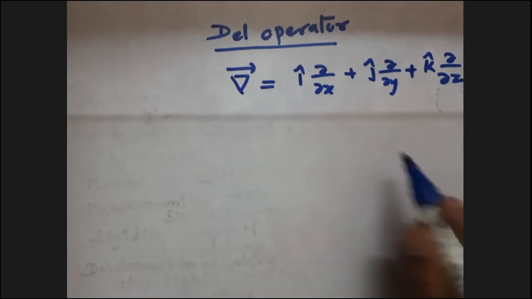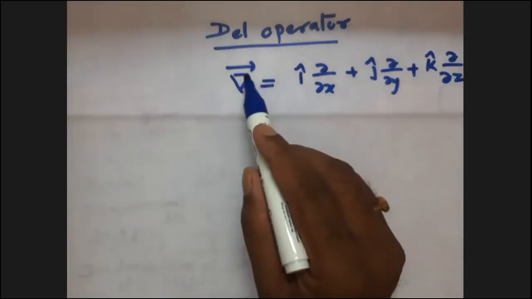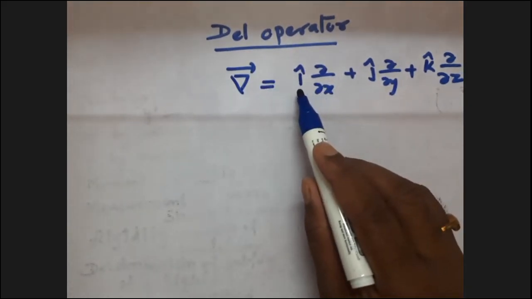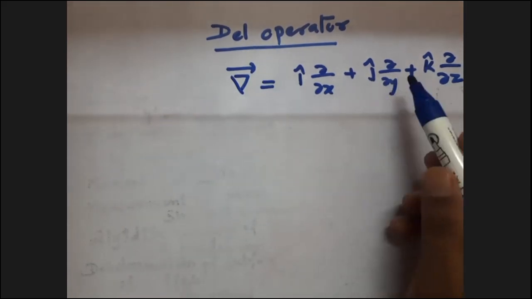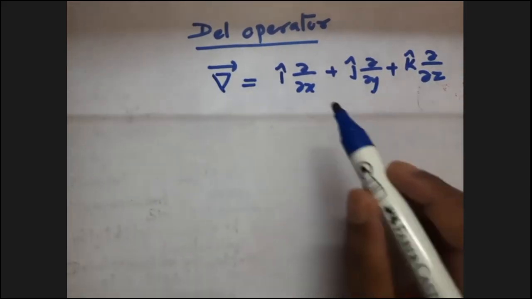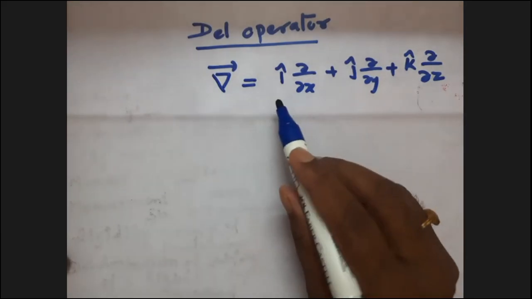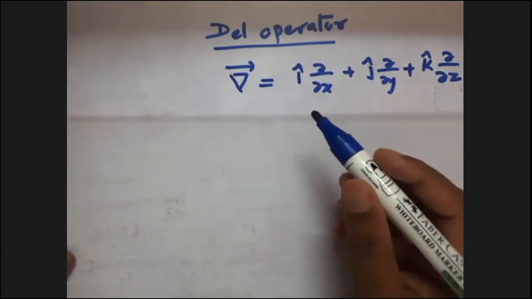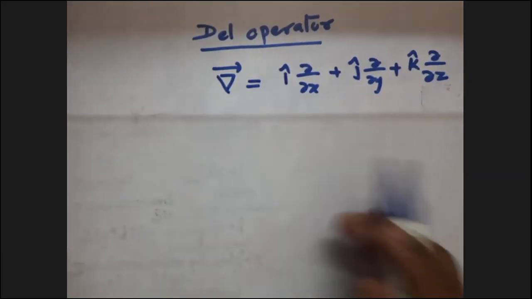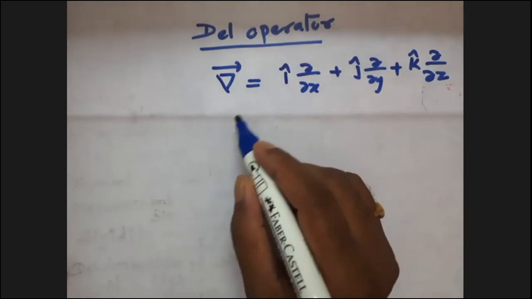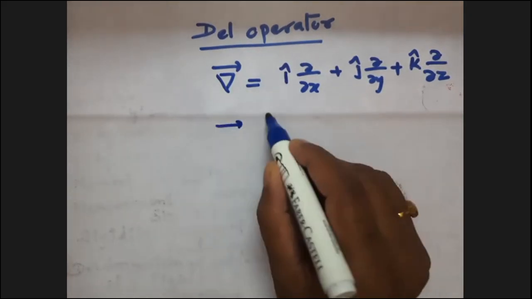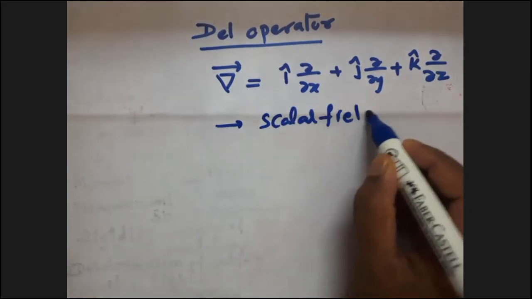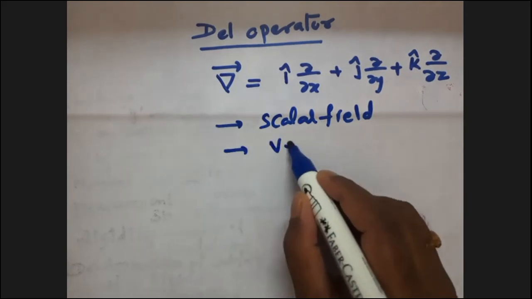Okay, it is a vector. So that's why I have written the arrow mark here. And also you can observe that it is in terms of i cap, j cap, k cap. It is a differential operator. It is also called nabla or del operator. Its magnitude has no meaning. Now, this can be operated either on a scalar field or a vector field.